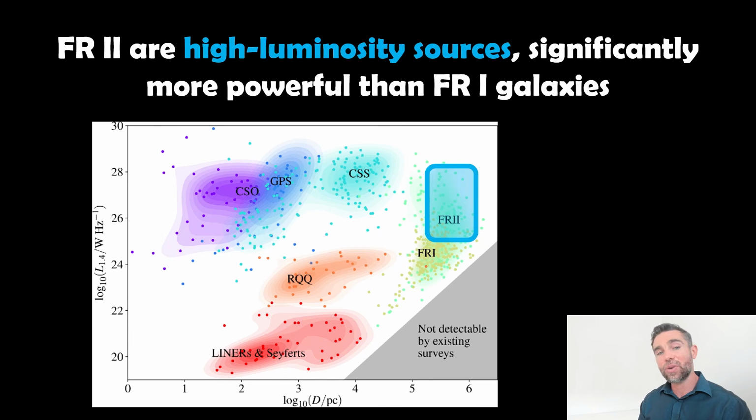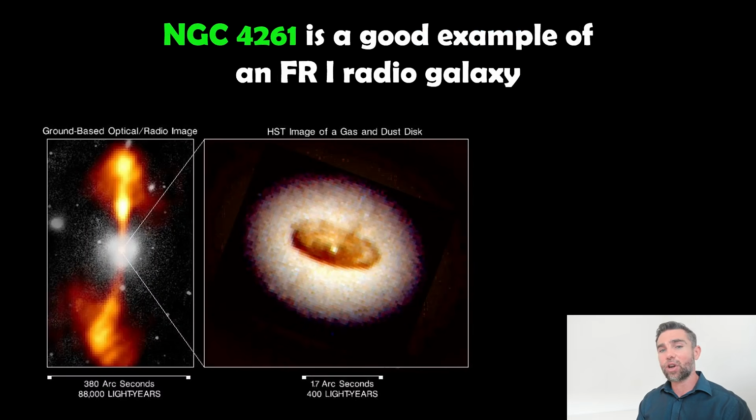And then our FR2, typically high luminosity sources, and these are going to be significantly more powerful than your FR1, which again makes intuitive sense when we think about the actual structure of the jets and the lobes as well. And then just a couple of examples of each type.